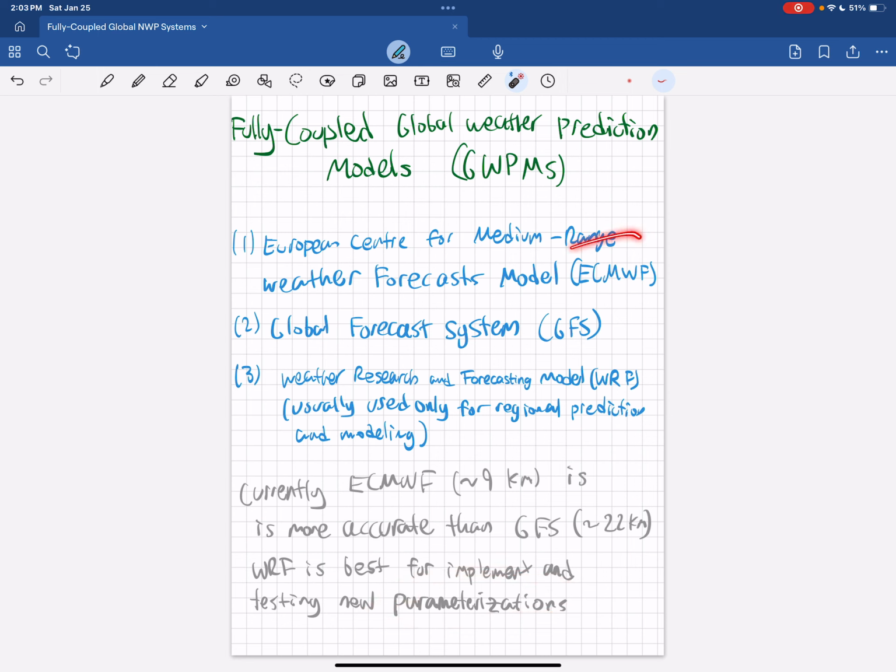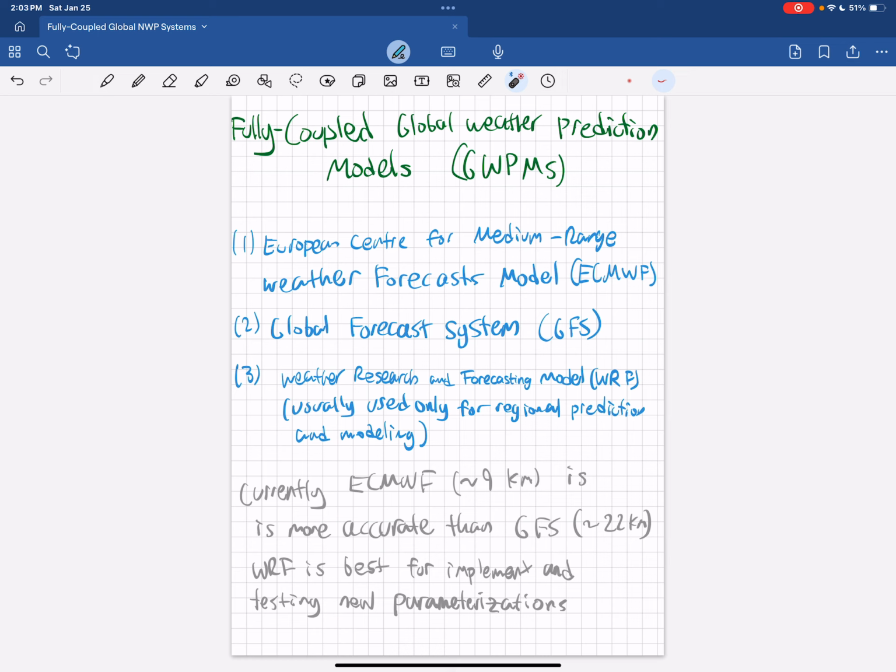Currently, between these two, which are models that are fully coupled, and they're meant to do weather prediction, they have an ocean model, land model, ice model, atmospheric model. It's all combined. This one is, I guess, Europe's model, and this one is America's model.